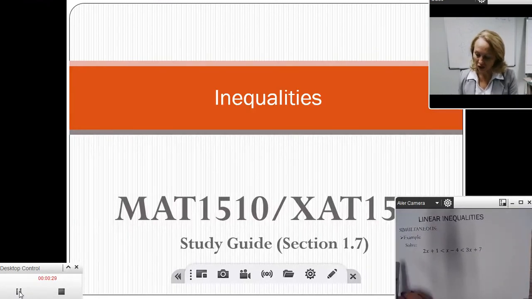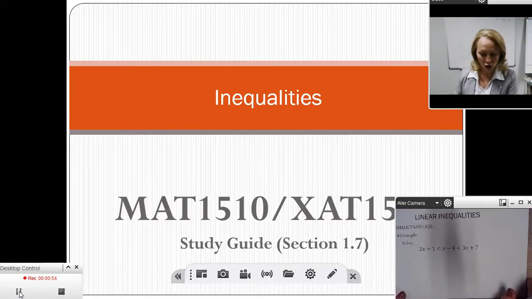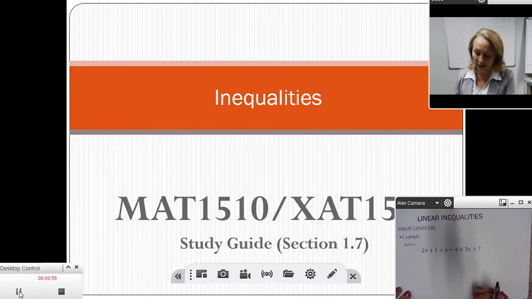So the question says solve, which as you know means find the value of the unknown or the variable, which in this inequality is x. So we have to solve the simultaneous inequality 2x plus 1 less than x minus 4 less than 3x plus 7. So the best method to approach solving such a simultaneous linear inequality is to start with the term that is sandwiched between the two outer terms.